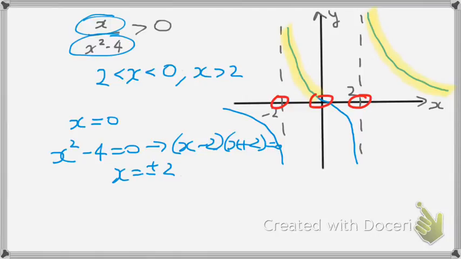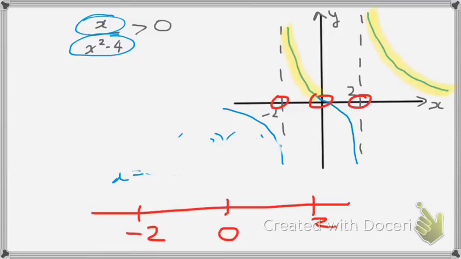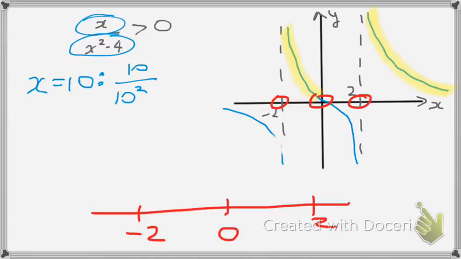So here's our region again. We've got our numbers. We've got 0, we've got 2, and we've got minus 2. And again, we just pick nice numbers, sub them in and see if they work. So let's pick a number bigger than 2. So when x is 10, I get 10 on 10 squared minus 4. Positive on positive, so it is positive. Tick.